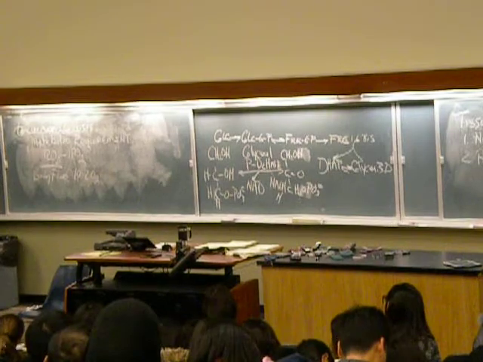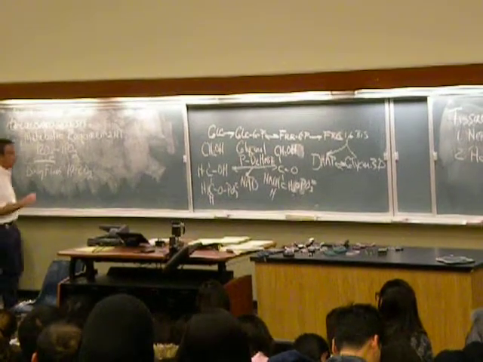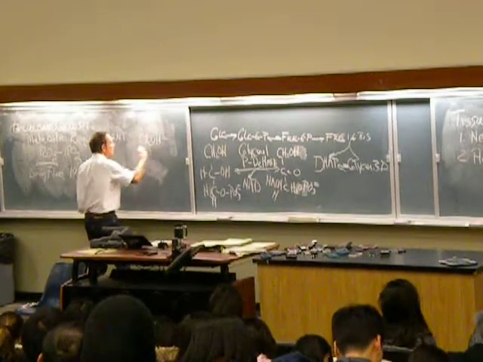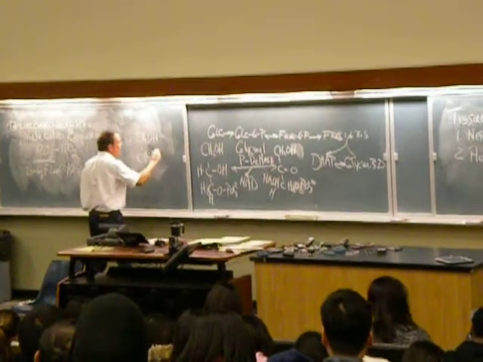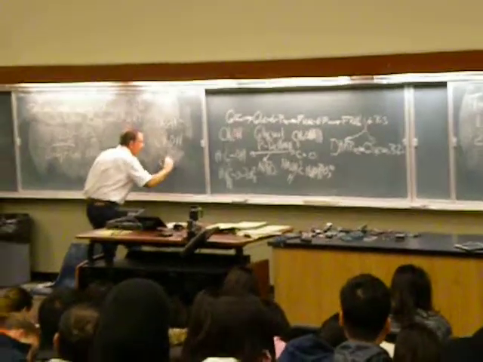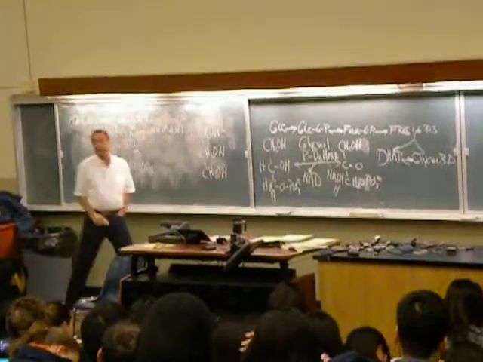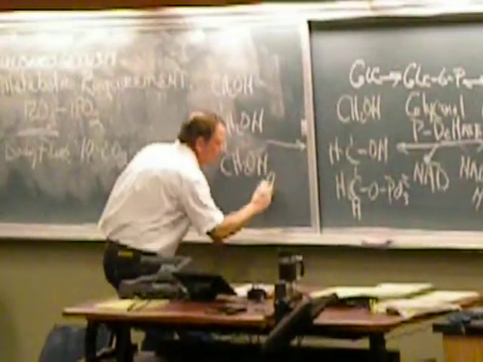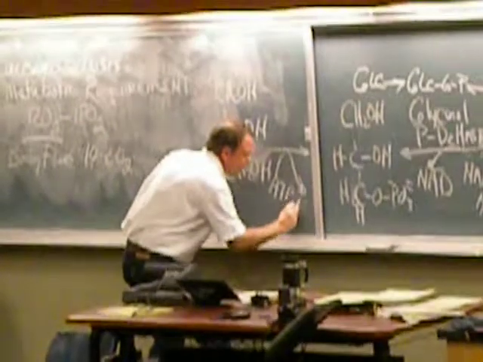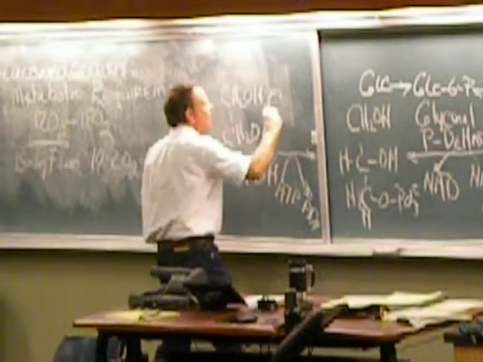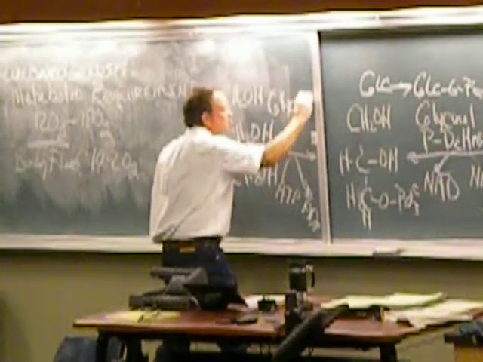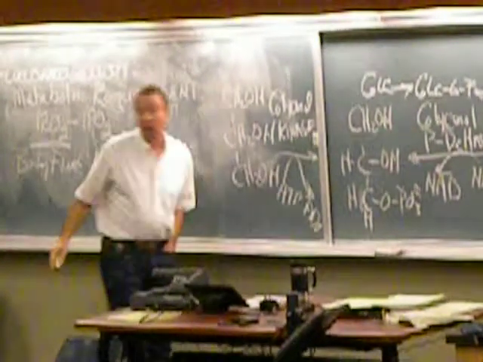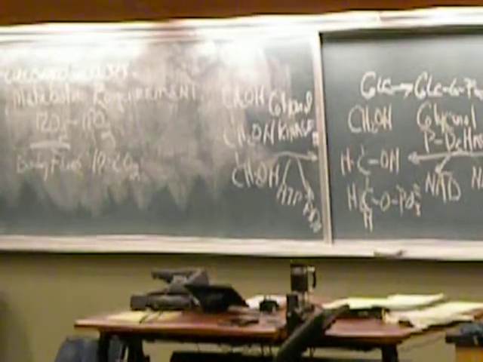Liver doesn't have this problem. Liver doesn't have a problem because liver can take glycerol, of which there's going to be plenty, and you'll see why when we start to use the fat metabolism. The liver can take glycerol, and with an ATP to an ADP and glycerol kinase, you can make alpha-glycerol phosphate.